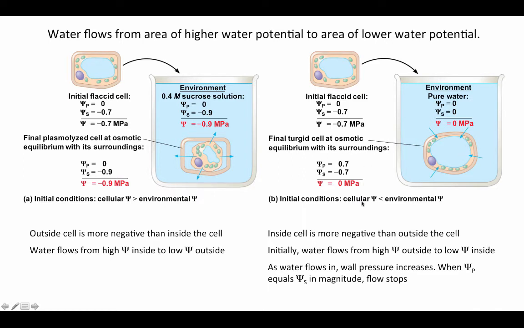Remember, it's going to reach an equilibrium, which means water is just as likely to flow in as flow out when that pressure potential is the same magnitude as the negative solute potential. So there's this balance between pressure and solute potential that's going to cause an equilibrium.